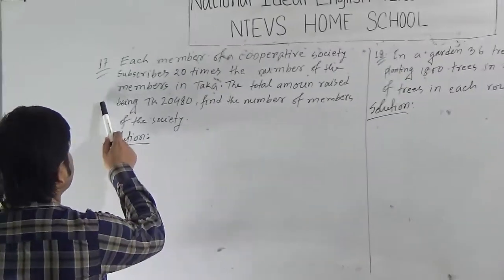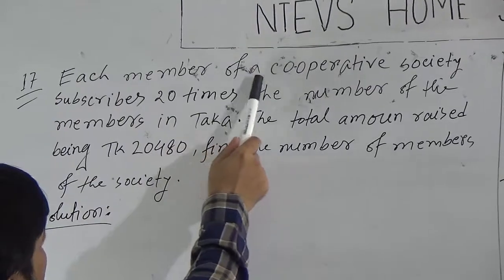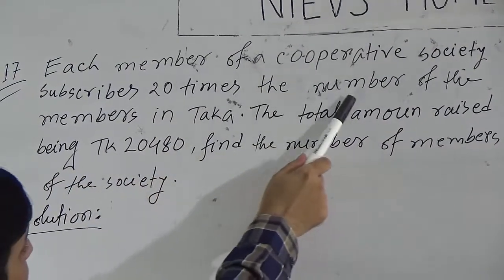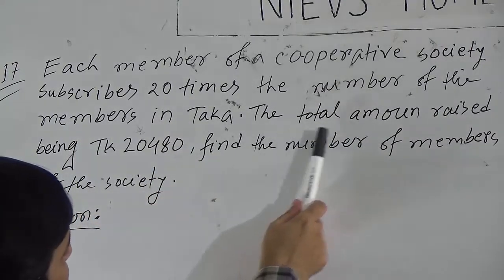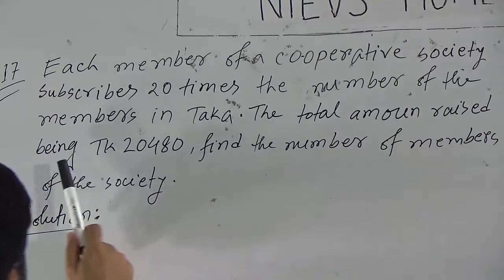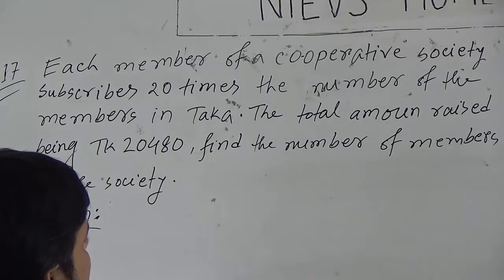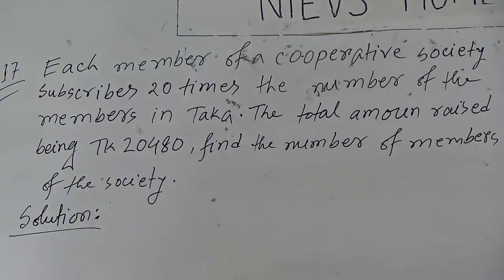Here question 17, this is our first question today. Each member of a cooperative society subscribes 20 times the number of members in Taka. The total amount raised being Taka 20,480. Find the number of members of the society.